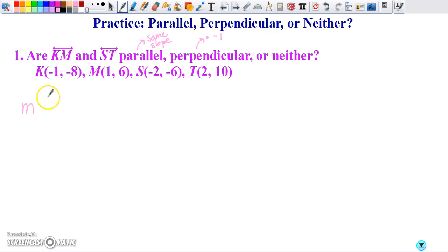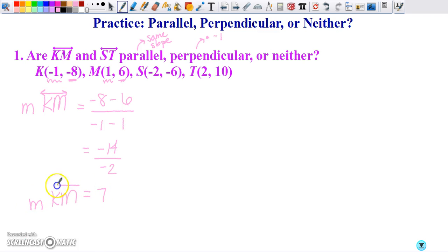So I'm going to write m for the slope of KM, the line. So y2 minus y1 divided by x2 minus x1. Be careful with your negative 1 minus 1. That is not a 0. It's a negative 2. So we get negative 14 divided by a negative 2, which gives us a positive 7. So the slope of line KM is 7.